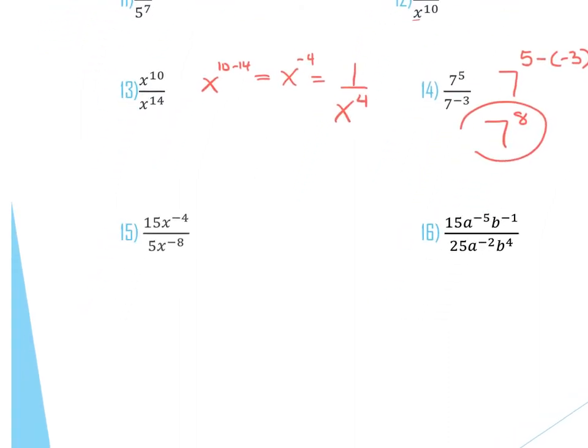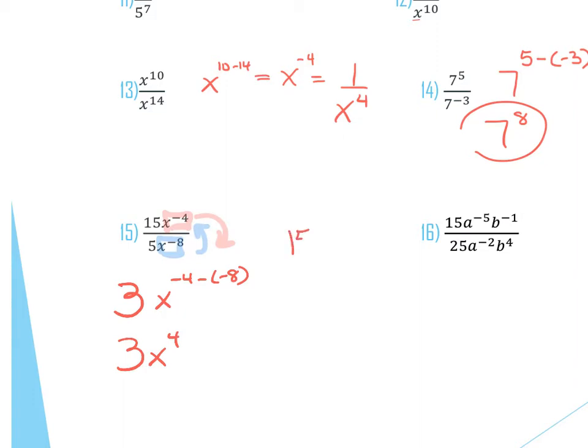All right, now on this one, you can do it either way. You can either decide, I want to move this to the top and this to the bottom to make them positive and then simplify, or you can do 15 divided by 5 and get 3, and then do x to the -4 minus -8 power and get 3x to the 4th and be done that way.